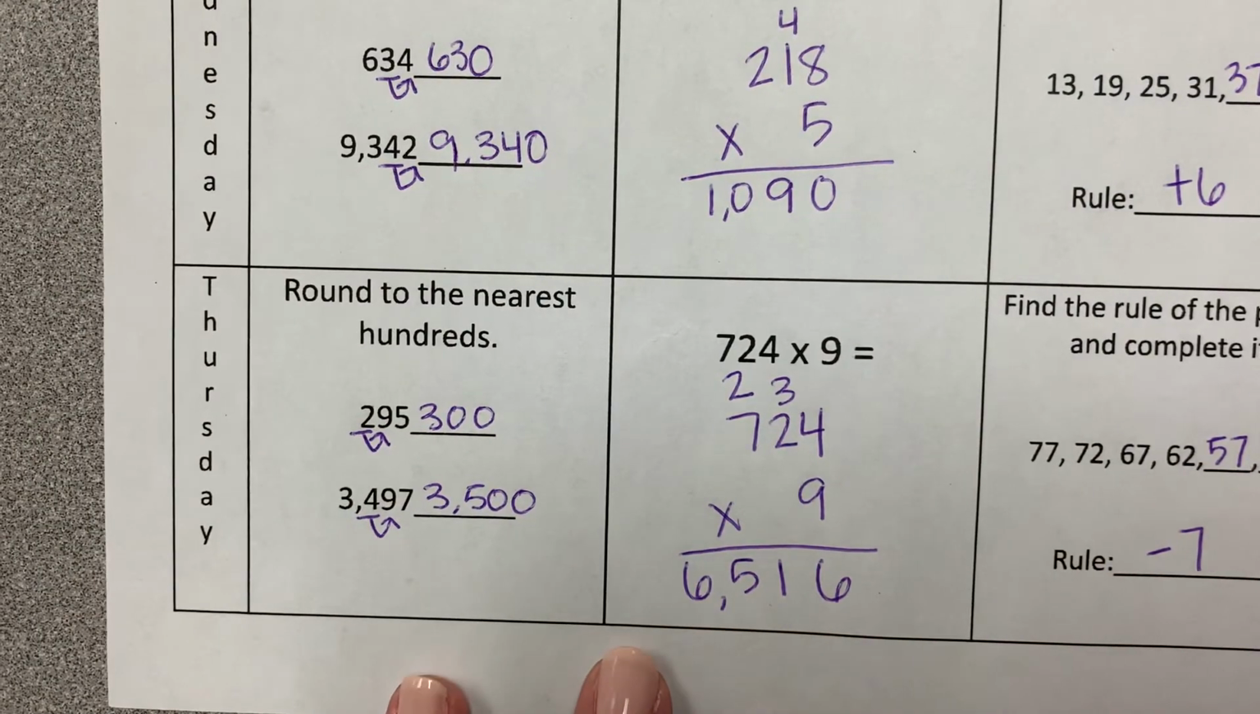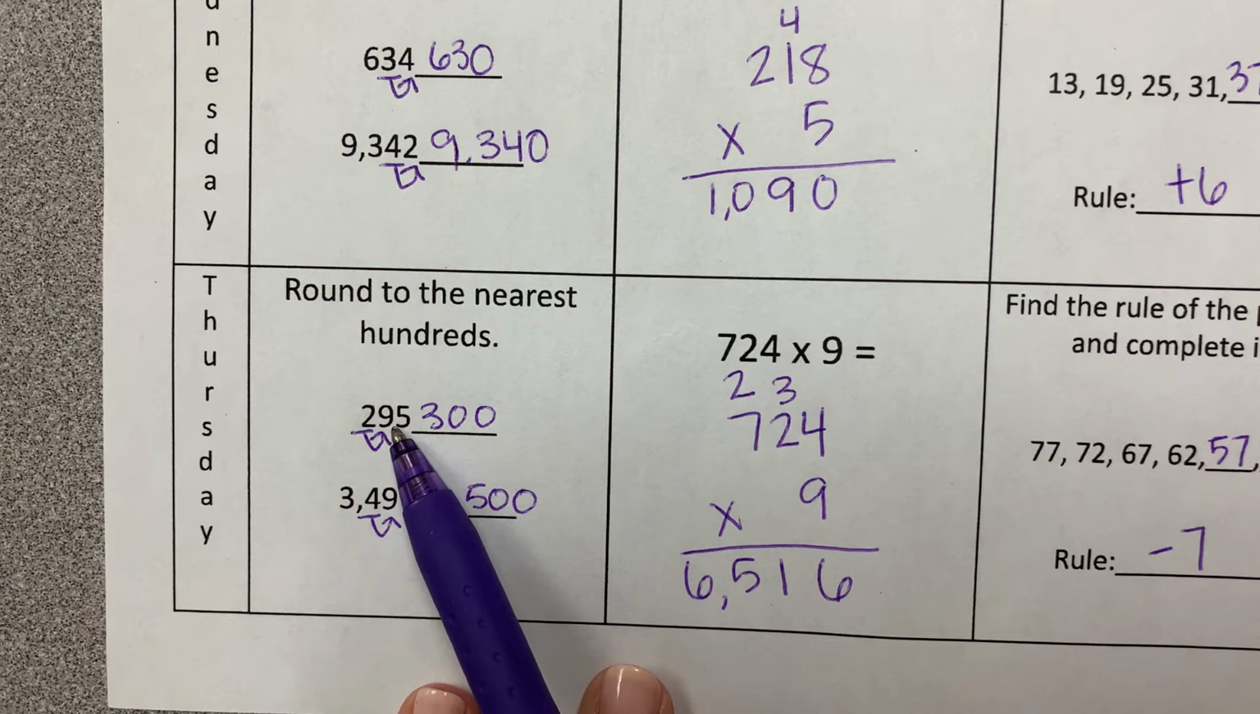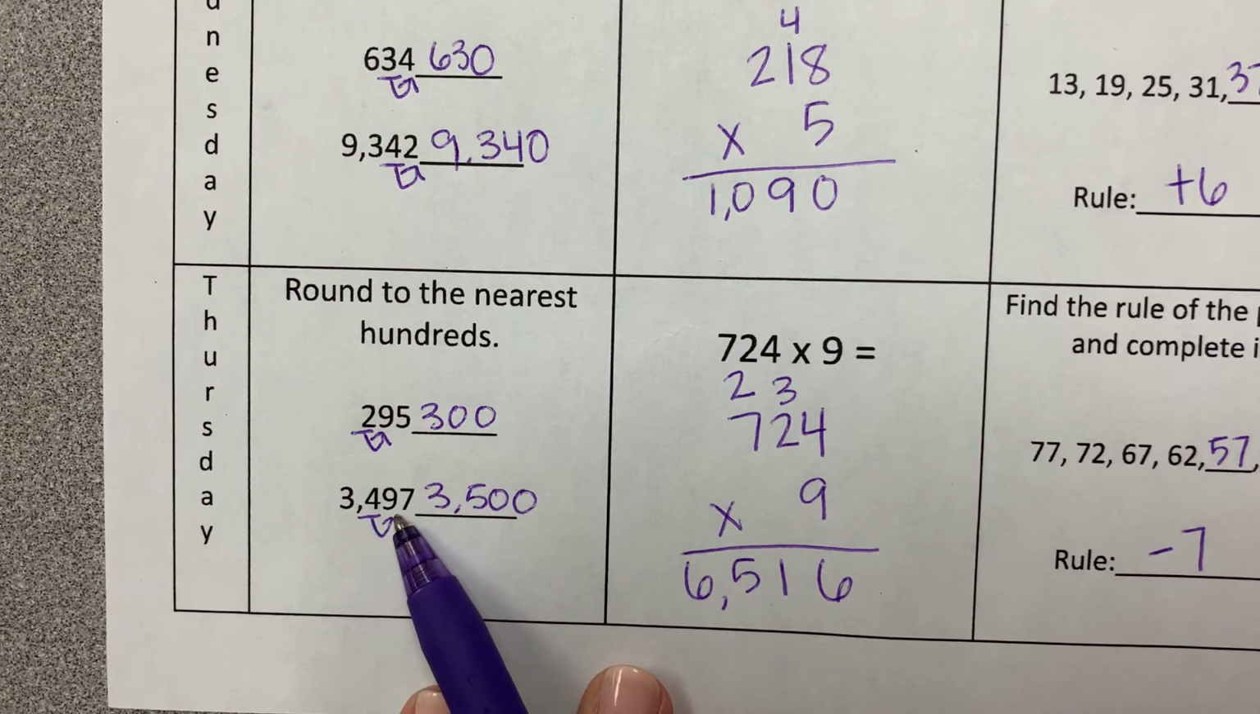All right, Thursdays. Rounding to the nearest hundreds, we're going to underline the hundreds place, which is a 2, and look to the 9. The 9 is strong, so it's going to make that 2 turn into a 3, and the rest is 0s. Underline the 4, look at the 9.